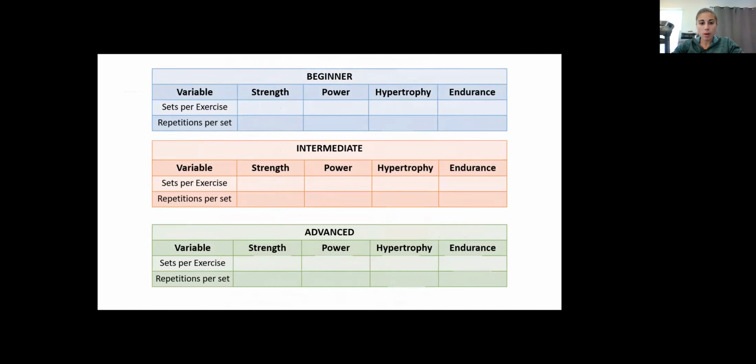Okay, so now what I want to do is I want to practice and see what you remember now for sets and repetitions that we covered before your test for both beginner, intermediate, and advanced clients. And then we're looking at strength, power, hypertrophy, and endurance. So let's take a look and see what you remember. So let's look at beginner first. And so how many sets would we recommend for a beginner? And this would actually be across the board. So what is the sets for a beginner?